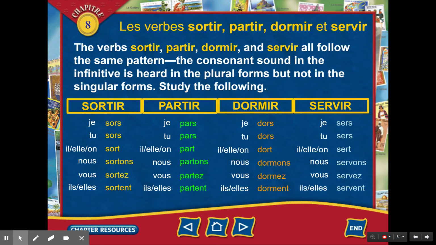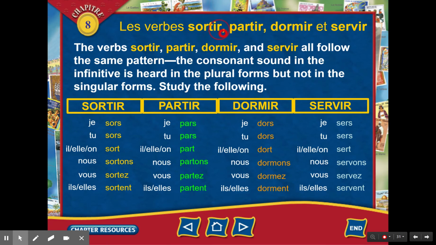Today we're going to talk about the irregular IR verbs sortir, partir, dormir, and servir. These verbs are IR verbs, but they're different than the ones we learned before, like finir and choisir. They have different endings and different stems. So let's first start by talking about what they mean. And you may want to write this down if you didn't remember or if you've maybe forgotten.